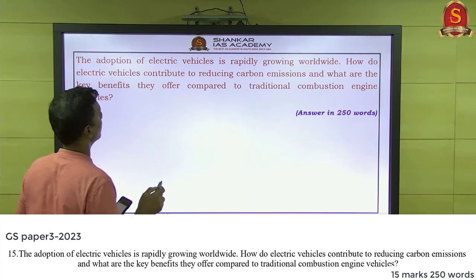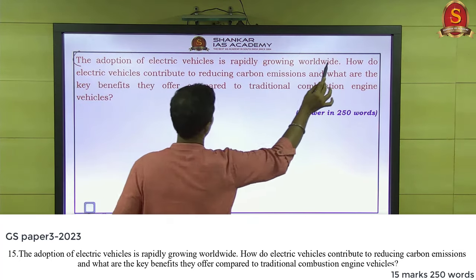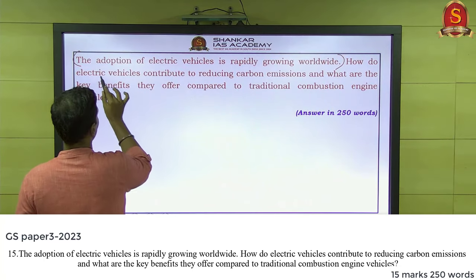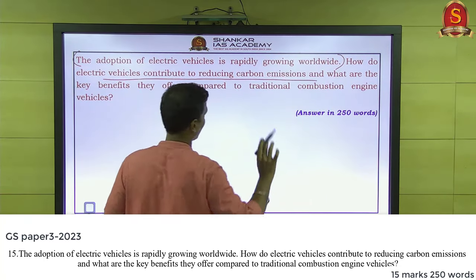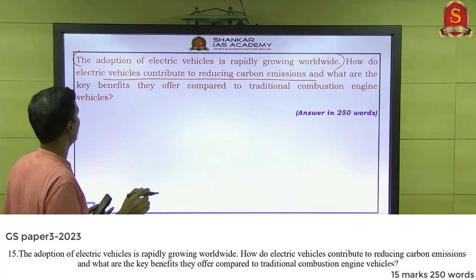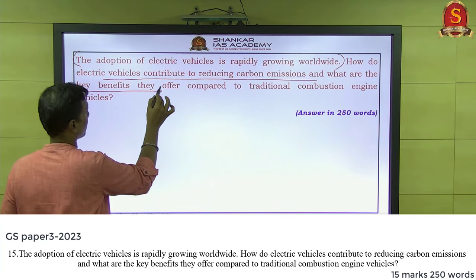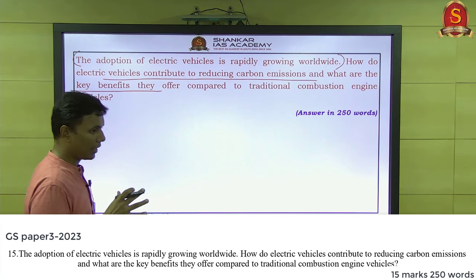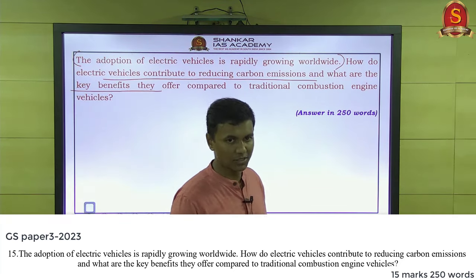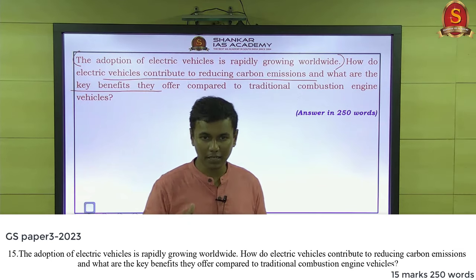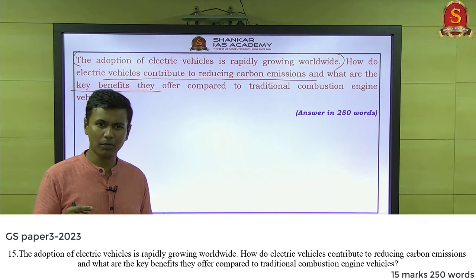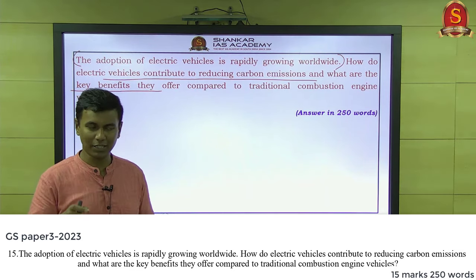So here, this is just a statement. They're not going to write anything about this. Then, how do electric vehicles contribute to reducing the carbon emission? This is one question. And then, what are the key benefits compared to internal combustion engines? Which means, first you should understand how an internal combustion engine works, and then how an electric vehicle works. And then based on that, you have to make a comparison. You can innovate, you can put tabular columns, diagrams or anything, and based on that, you have to explain it.